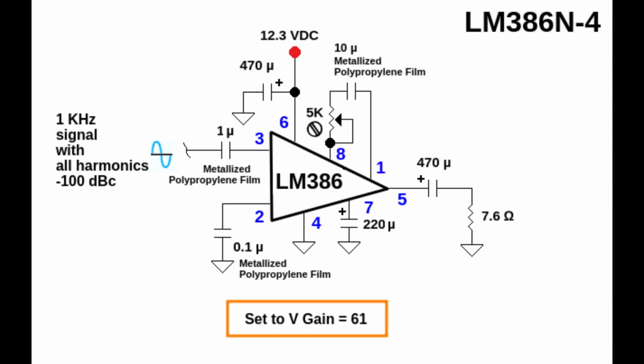Comparison time. Let's start with the real LM386N-4. One of the greatest determinants of amp headroom or the clean voltage swing is the DC supply voltage. My comparisons were completed with the same DC power supply at 12.3 volts.